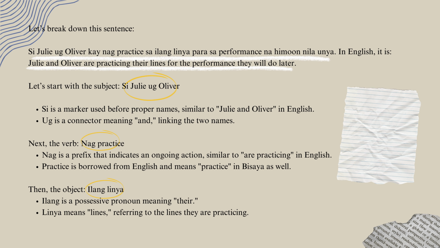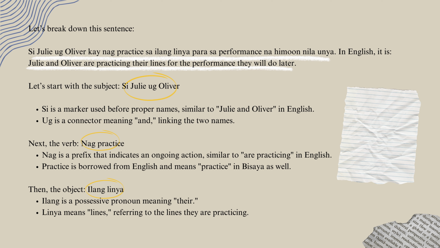Si Julie ug Oliver kay nagpractice sa ilang linya para sa performance na himuon nila unya. In English, it is Julie and Oliver are practicing their lines for the performance they will do later. Let's start with the subject. Si Julie ug Oliver. Si is a marker used before proper names, similar to Julie and Oliver in English. Ug is a connector meaning and, linking the two names.